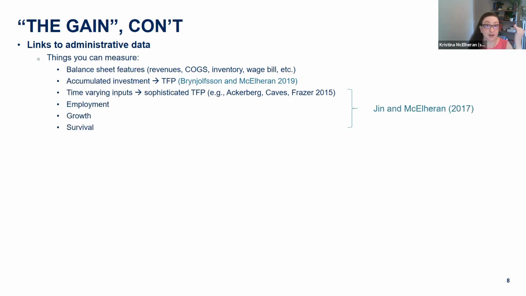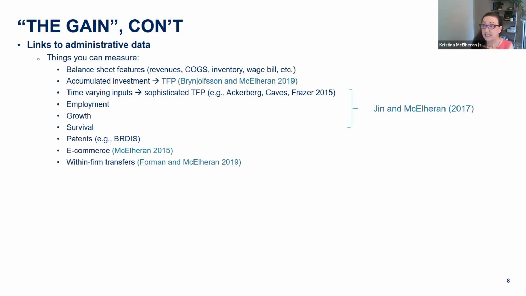So we've used all that because we can get these different performance measures for these firms. You can link to patent data. I've poked at that, but I haven't done that yet. I've looked at e-commerce, so you can look at the different modalities through which the firms are selling things. We can look at establishments within the same firm, so we can get a view of the organizational design, the firm boundaries. And so I've done some work with Chris Forman on that.